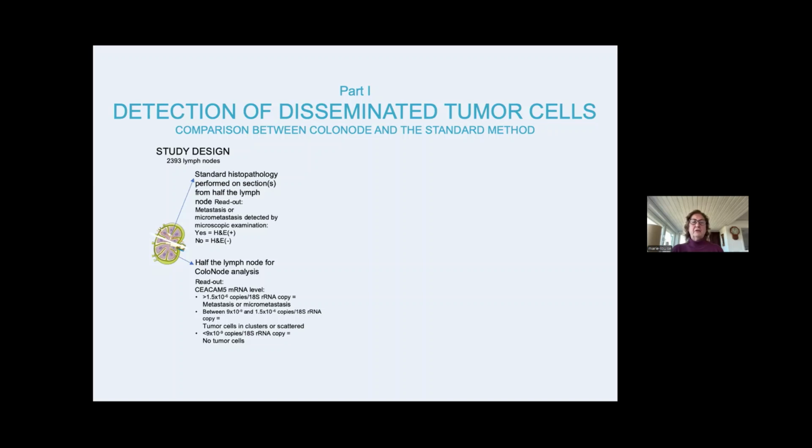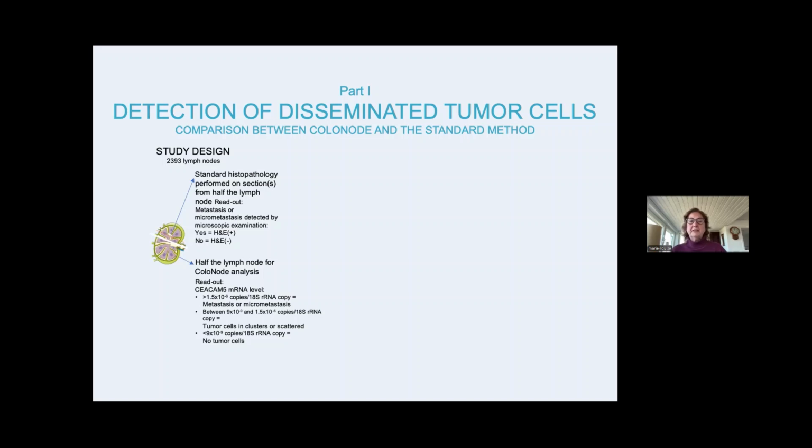And the other half of the lymph node was homogenized, and RNA was extracted, and the amount of tumor cells was determined by the amount of CEACAM5 mRNA level. And there are 2 levels: numbers of CEACAM5 corresponding to metastasis, and numbers of CEACAM5 mRNA molecules corresponding to scattered or small clusters of cells.